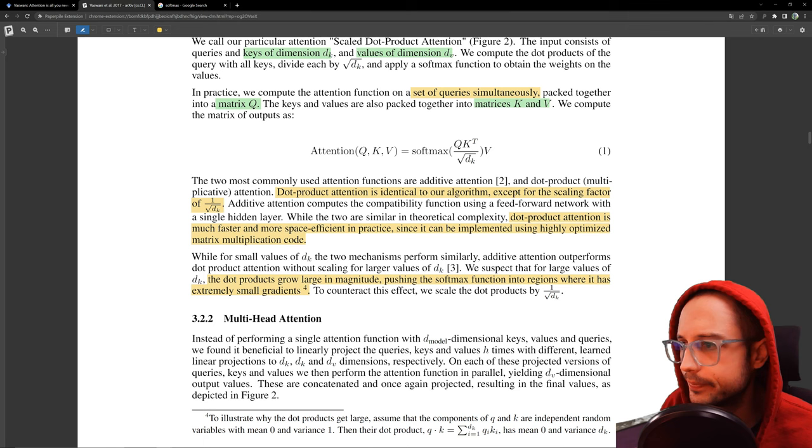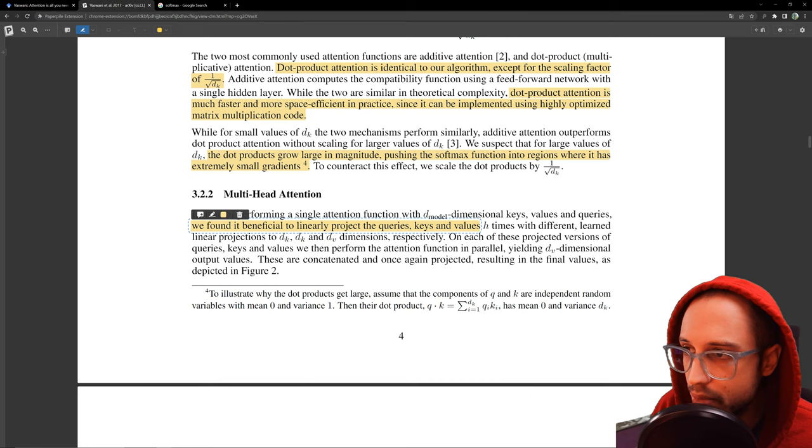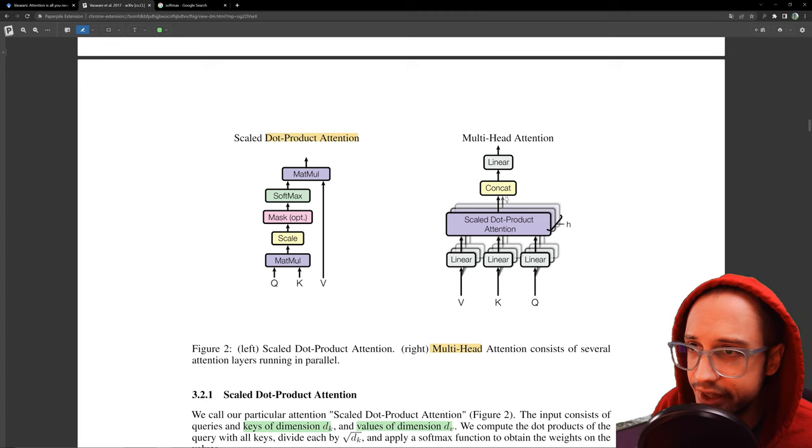Okay, section 3.2.2 here. Multi-head attention. Instead of performing a single attention function with d_model dimensional keys, values, and queries, we found it beneficial to linearly project the queries, keys and values h times with different learned linear projections. Okay. This is the key part here. We found it beneficial to linearly project the queries, so, h times. So linear projection is just basically these layers here. It's these little rectangles here that say linear on them.